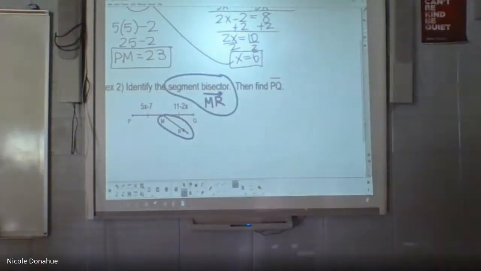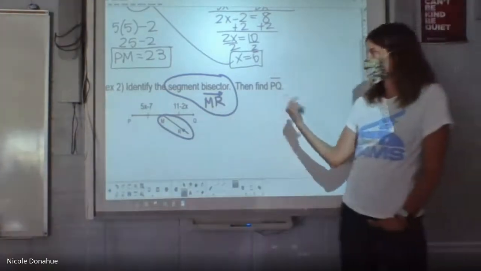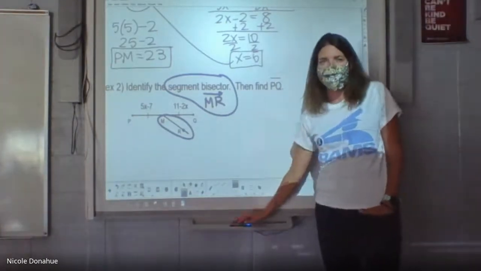When I do these examples, you're going to see that this is really similar to a homework question. I'm not just doing these because I think they'd be fun to do right now. This is really similar to a homework question, so it should align with that. They might ask you to find the segment bisector. Then they ask you to find PQ. So this becomes a really similar question to that last one.